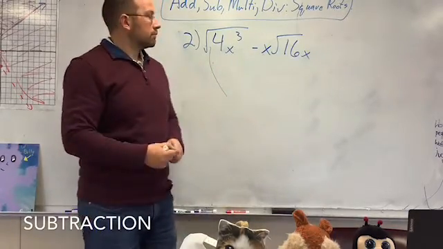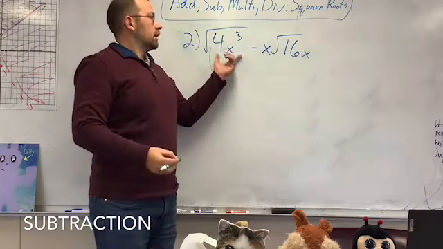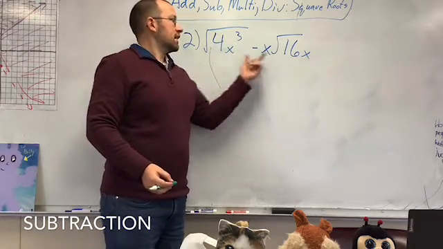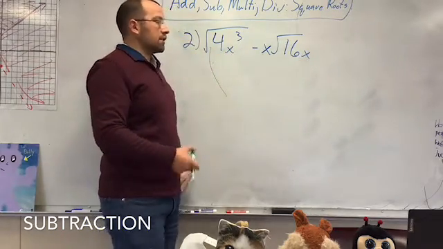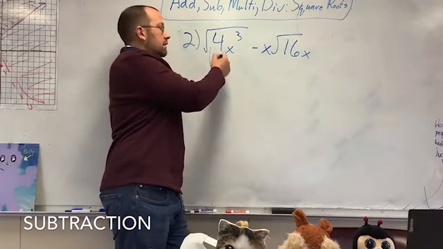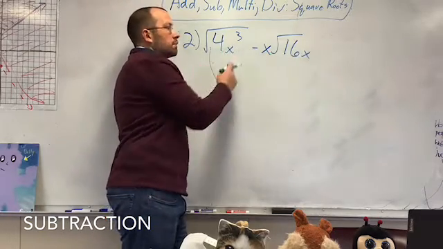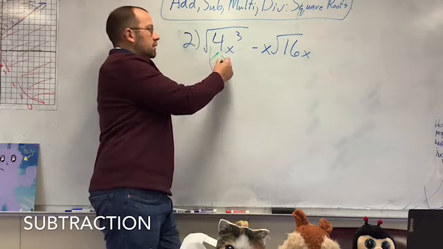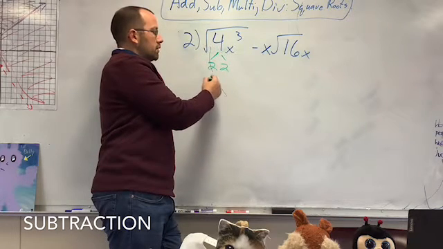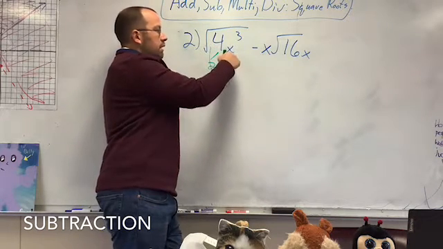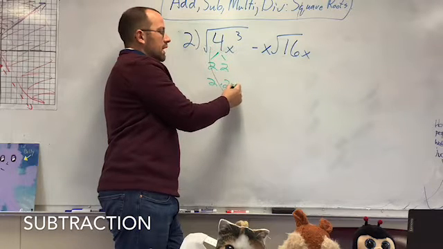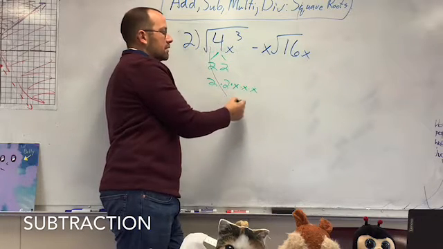Alright, subtraction. I cannot combine these because 16x is not the same as 4x to the third. So now I'm going to break it down. Even though I know these are both perfect square roots, I'm still going to break it down. So I get 2 and 2. So then I write out 2 times 2, but now I have variables, times x, times x, times x.